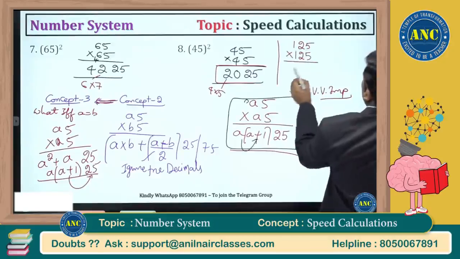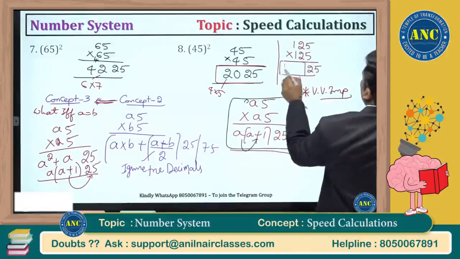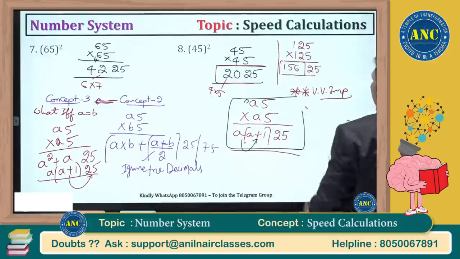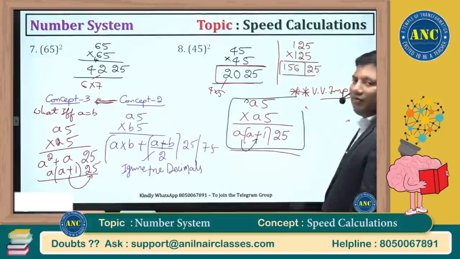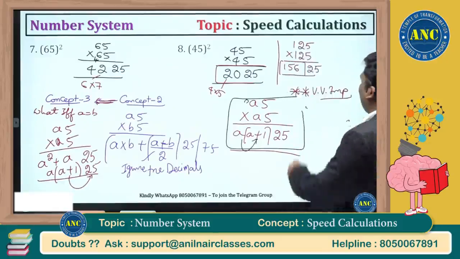A5 into A5, both are even. Last two digits is 25. A into A plus 1. 12 13s are 156. So you can do it for a 3-digit number, 4-digit number, and so on.